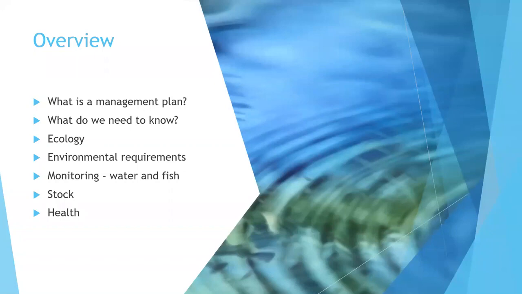So we're going to have a look at what actually is a management plan. What are we talking about? I'm sure you've come across these sort of plans in the past with other areas. What information do we need to gather? Then we're going to start looking at some of the more specifics, a bit on the ecology, a bit on the environmental requirements. And we're going to talk about three key areas here.